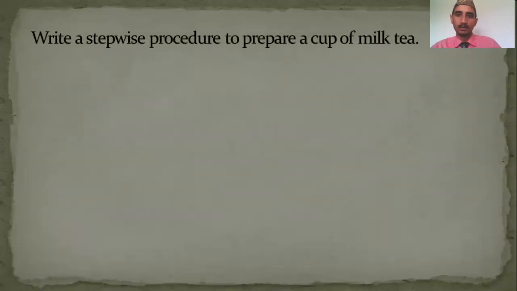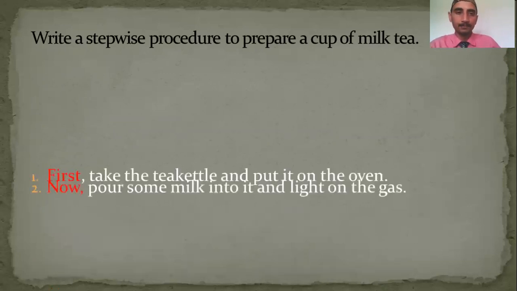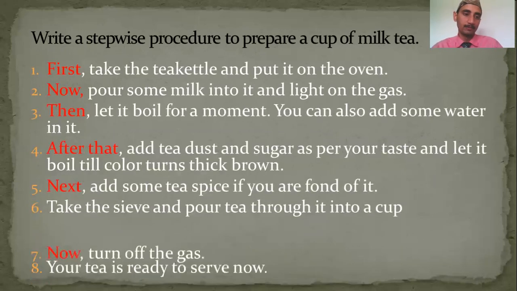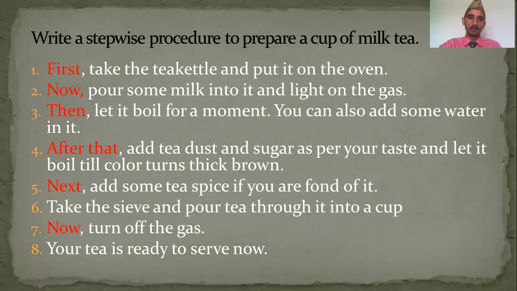Next, let's see one example of how to prepare a cup of milk tea. So this involves instruction. Let's observe this set of orders. First of all, this is written point-wise. That means we have used numerals and linking words.